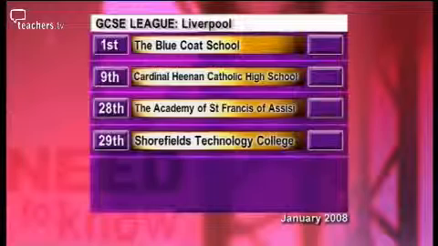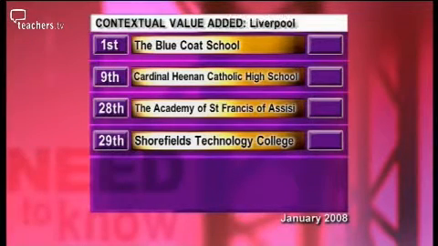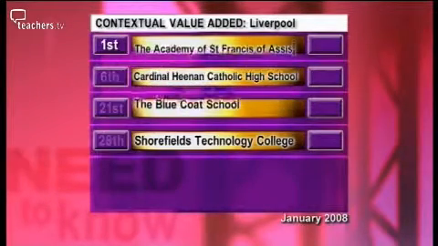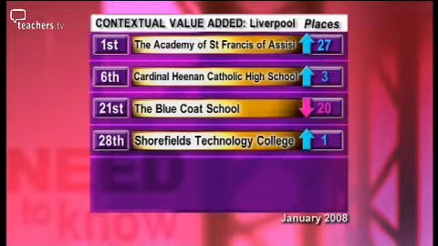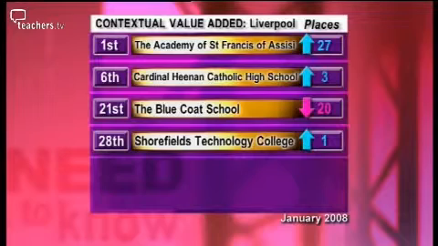So let's see what happens when the same schools are ranked according to the contextual value added measure. Now, as you can see, the Academy of St Francis of Assisi climbs from the bottom of the table right to the top. Impressively, Cardinal Heenan High stays in the top 10 on the new measure, while the Blue Coat Grammar School drops 20 places to 21st. For Shawfields Technology College, the change makes little difference. It climbs 1 place on the CVA measure.